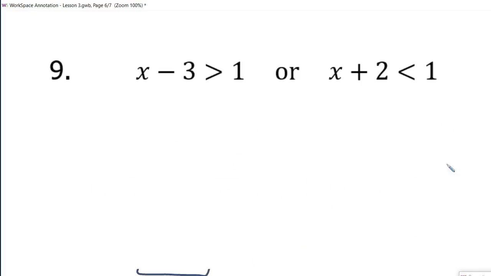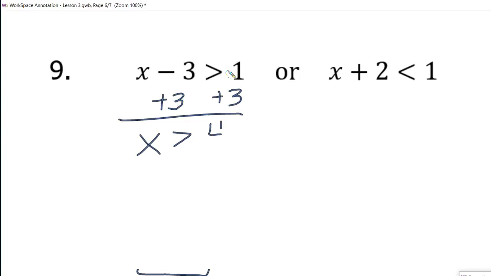Number 9. This one is an or inequality, and I can tell that because they have the word or. So number 9. Solve the first inequality. How do I get rid of the minus 3? Add 3 to both sides. So that gives me x is greater than 1 plus 3 is 4.